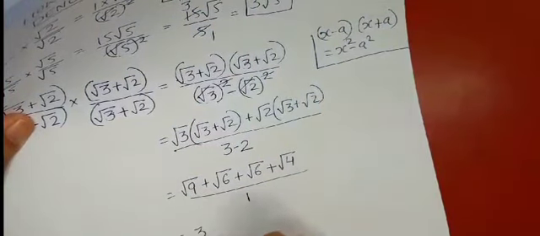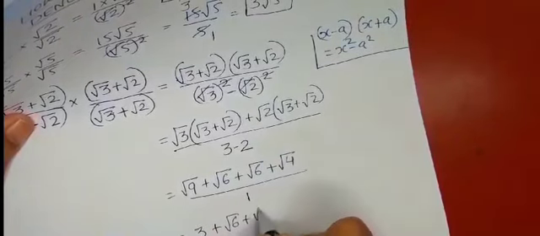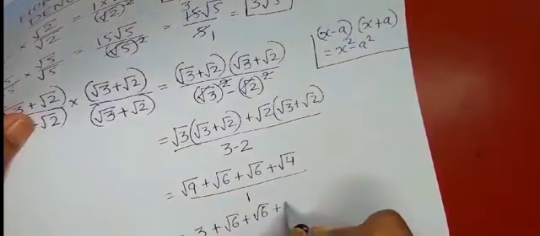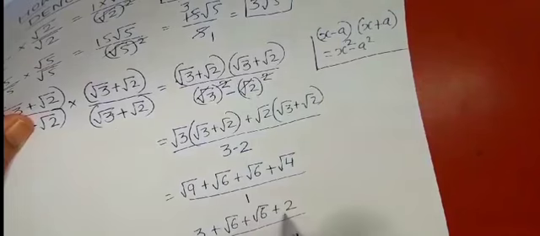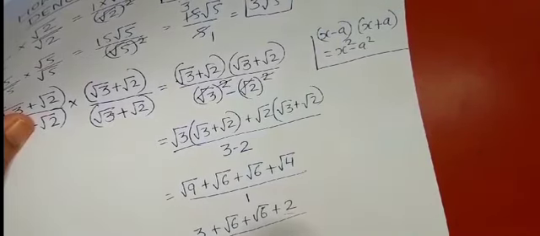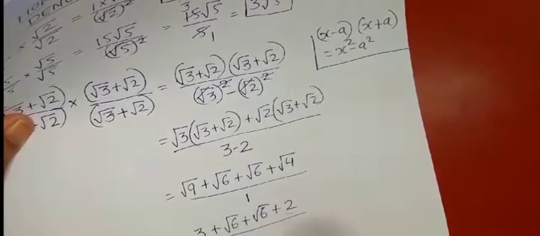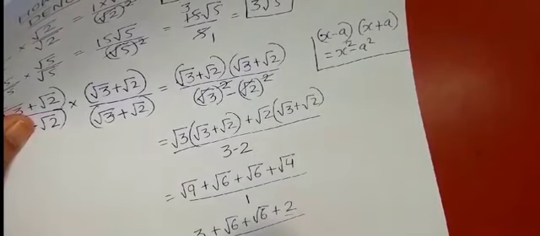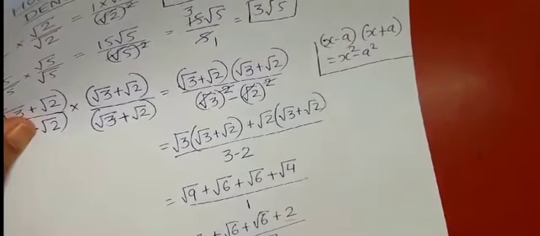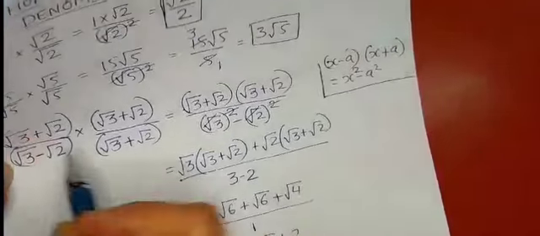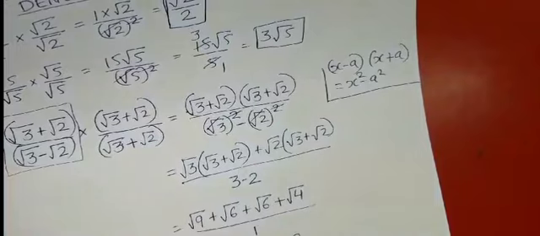Now here we get root 9 is 3 plus root 6 plus root 6 plus root 4 is 2 and the denominator is 1. Now here we have to take the like terms together. So 3 plus 2 is 5, plus this root 6 plus root 6 will be 2 root 6, and the denominator we have 1. So this 5 plus 2 root 6 will be the solution. This will be equivalent to this surd from where we have started.